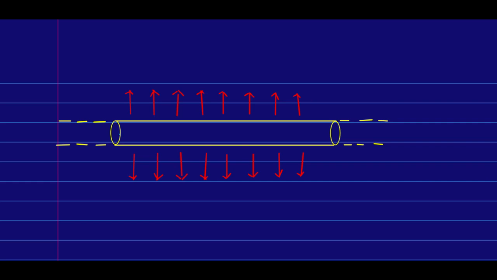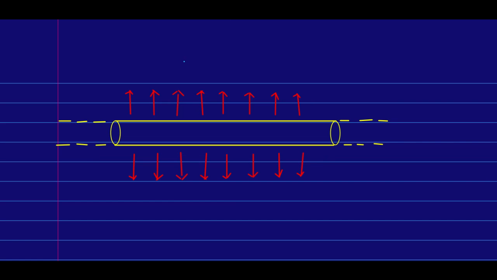Now, the fact that the field has to be symmetric under reflections through any plane that passes through the middle of the cylinder tells us that whatever the field is at some distance above the cylinder, it has to have the same magnitude below, but point in the opposite direction.